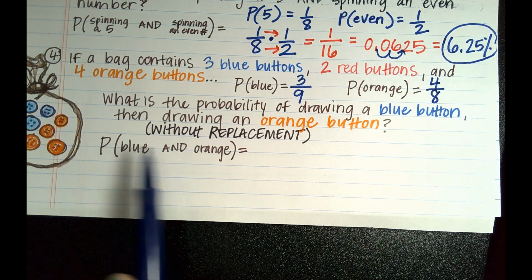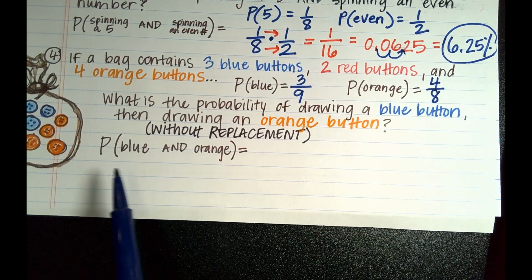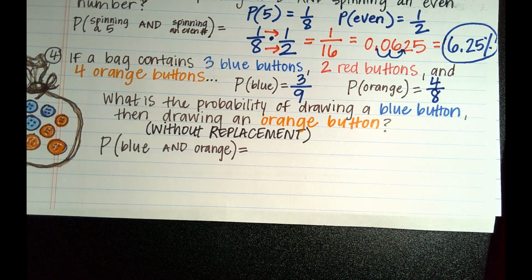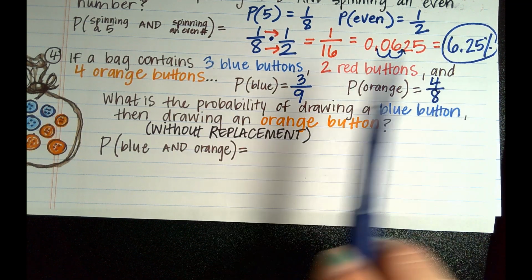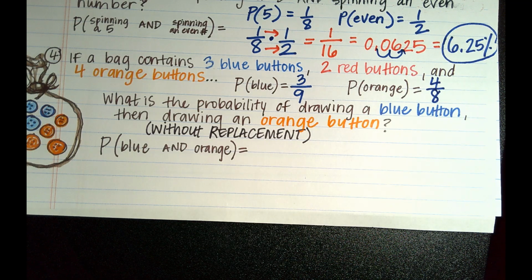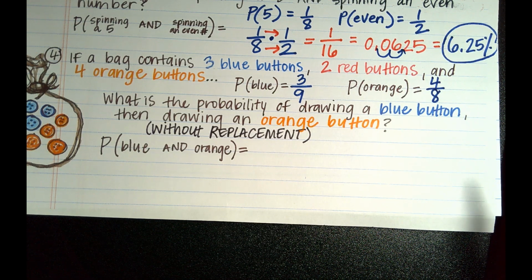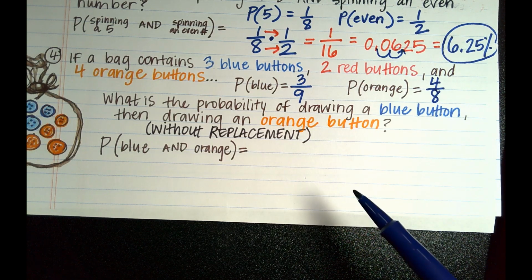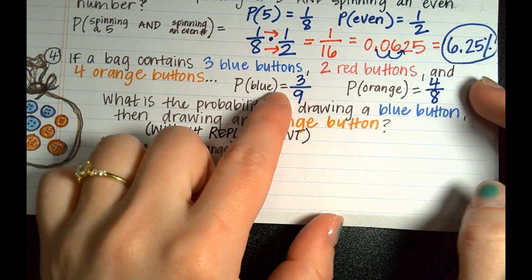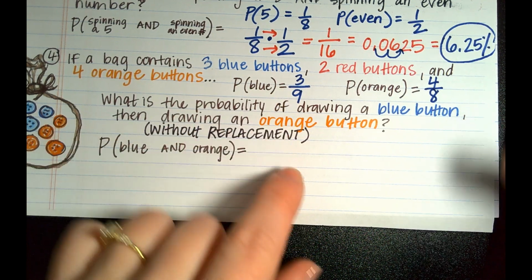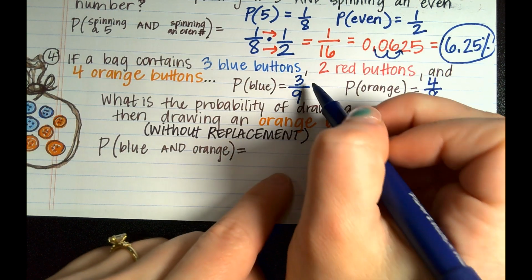So to find the probability of the blue and orange without putting the blue one back, what do we need to do with these two fractions? Simplify them. We could simplify them, absolutely. We could also just multiply them, couldn't we? Then we could simplify at the end. If it makes it feel easier to multiply, which in this case it probably would, you could simplify first.